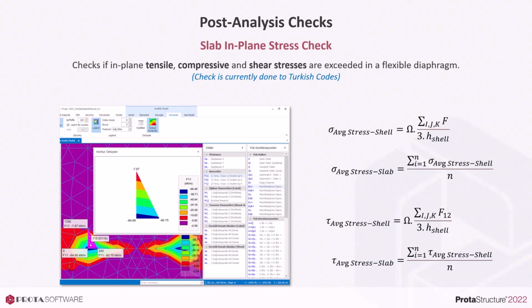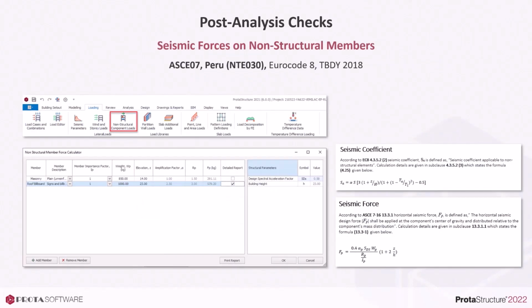For the cases where the rigid diaphragm assumption is in question or not valid, we must check if the lateral inertia forces are transferred safely by the floor. For this purpose, the in-plane tensile, compressive, and shear stresses should not be exceeded. ProtaStructure 2022 can calculate forces acting on non-structural members and their connections to the building. Just specify the non-structural members and their properties, and ProtaStructure will automatically calculate the story accelerations and forces depending on the analysis type.